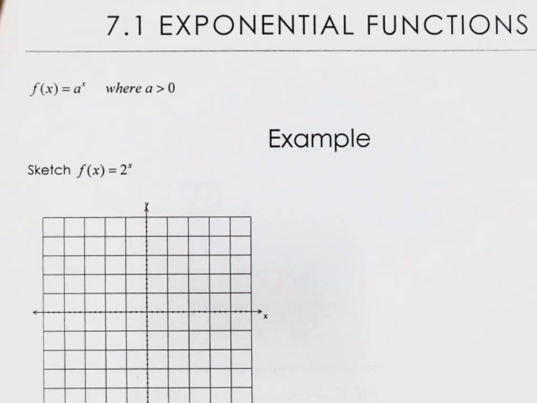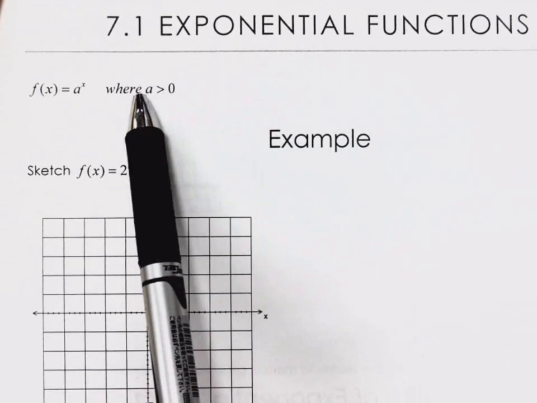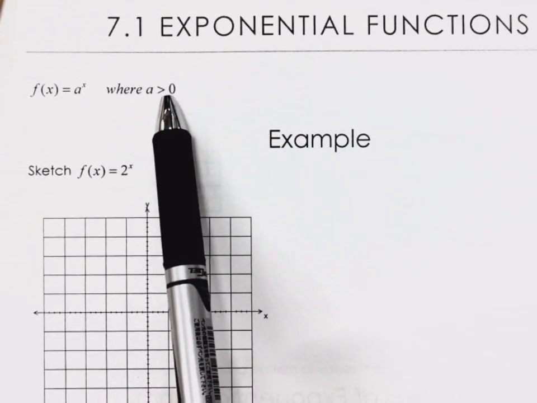Here we go. Exponential functions. So now we're putting the exponent, the variable x, into the exponent. We've never done this before, and it feels a little wonky. Not too terrible, but one thing we have to know is that a can't equal 0.